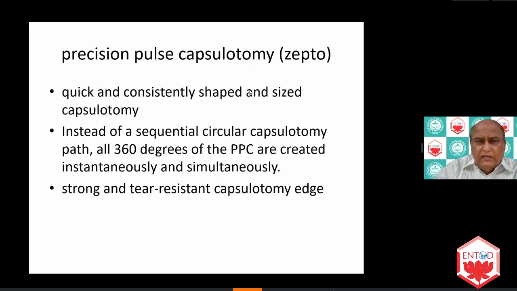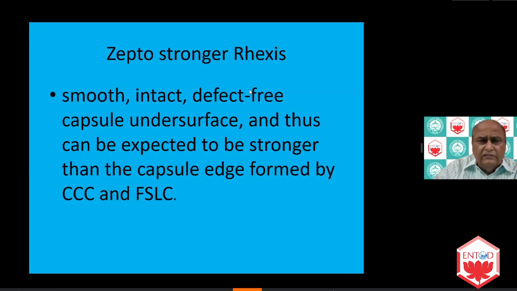Now, Zepto laser is also there. It's a quick and consistently shaped and sized capsulotomy. So it remains round all around, and all the 360 degrees of the capsular access are created simultaneously. So there are no small openings into that. And it's the strongest, they say. When the studies have compared the Zepto with manual and femto, they have found that this is the strongest, but still it is costly. And each capsulotomy costs you an additional $10,000. So it makes a smooth, intact, defect-free capsule. The undersurface becomes very strong and therefore it is considered good.